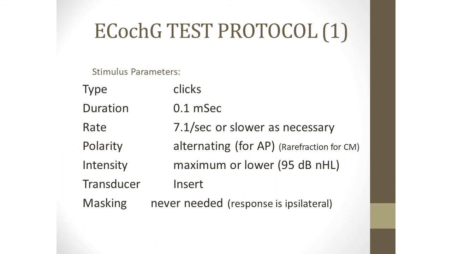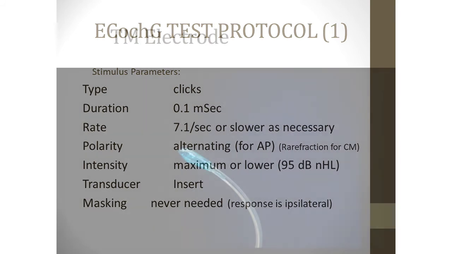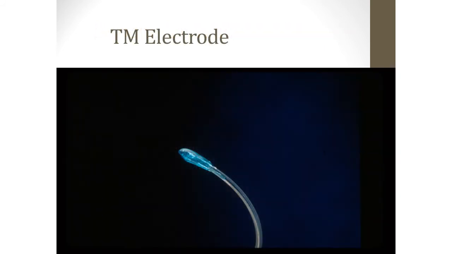So what do we use? We use clicks at a relatively slow rate, something like this. Alternating polarity to cancel out the cochlear microphonic so I can actually see a true summing potential, not corrupted by a cochlear microphonic. We do it at as high an intensity as possible. I do it at least 95 dB. Of course, it's an insert electrode with an insert transducer, and masking isn't necessary.